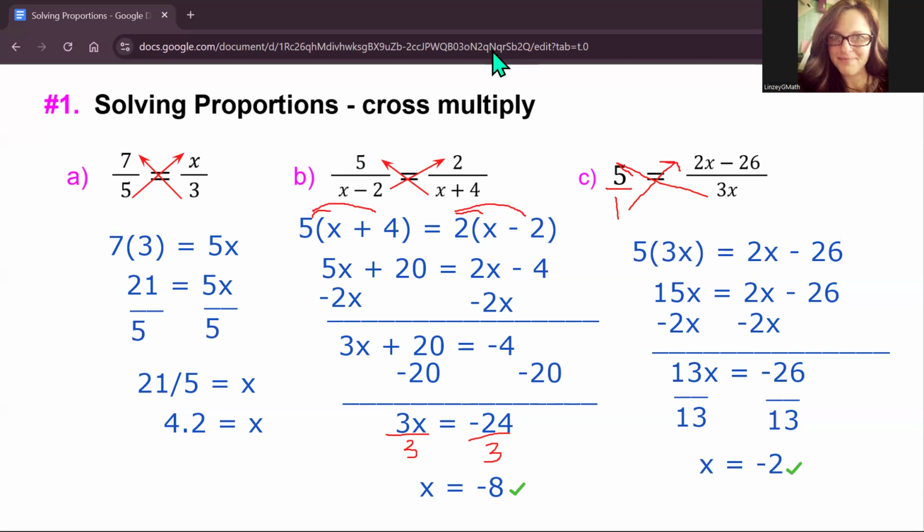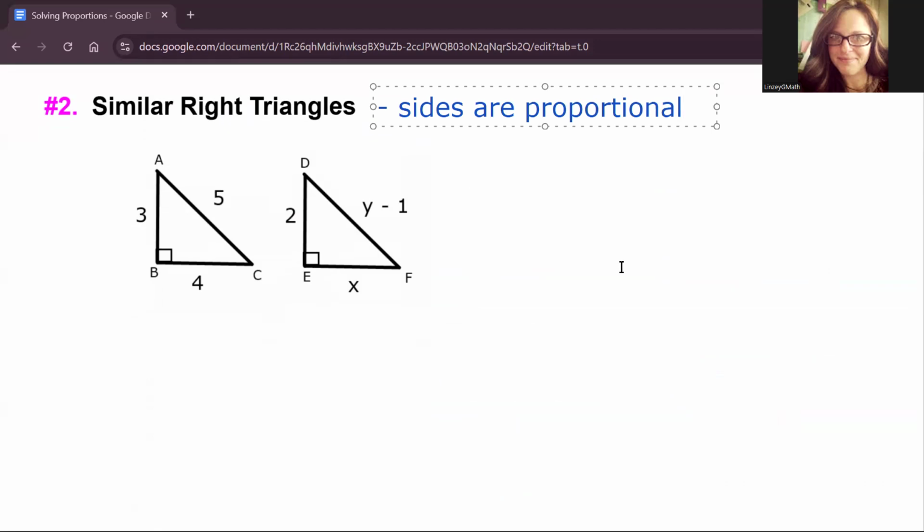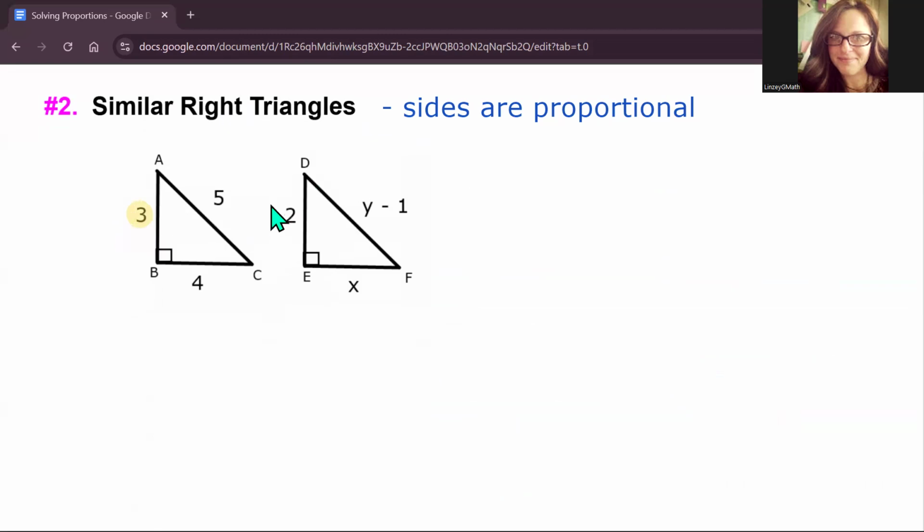Moving on, number 2. Similar right triangles. Similar triangles, the sides are proportional. So we can set up proportions to solve for the missing sides. Let's identify the corresponding sides. 3 in triangle ABC corresponds to 2 in triangle DEF. 4 corresponds to x. And 5 corresponds to y minus 1. And now we can set up our proportion.